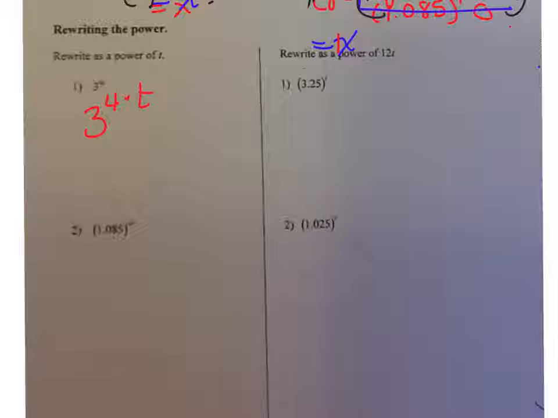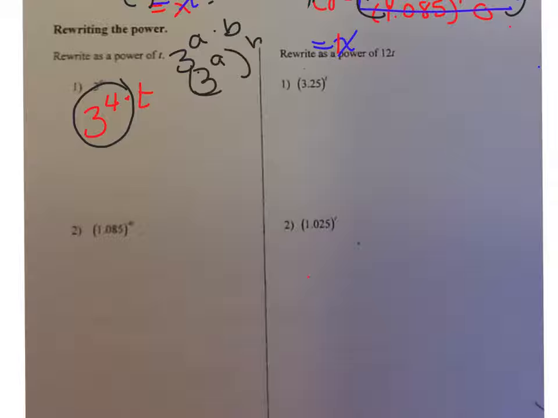So I can now group this together because remember, I have this rule: 3 to the a times b power comes from 3 to the a to the b power. So I could write this as 3 to the 4th to the t. Now plug 3 to the 4th in your calculator, and 3 to the 4th is 81. So it's 81 to the t power. All of these are equivalent to each other.